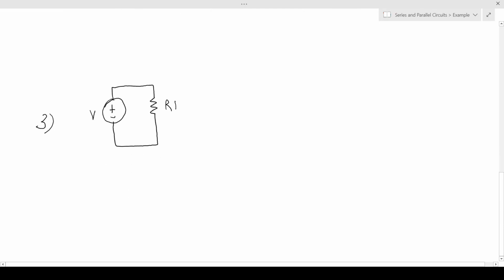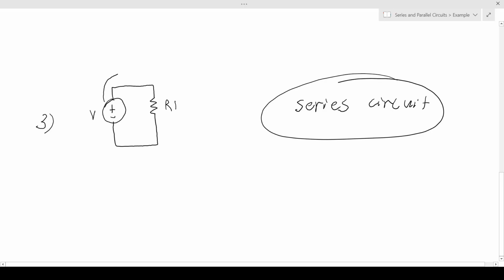So is this third circuit a series circuit or a parallel circuit? There's no node, so this circuit is a series circuit. Current will flow through the positive terminal and back into the negative terminal.